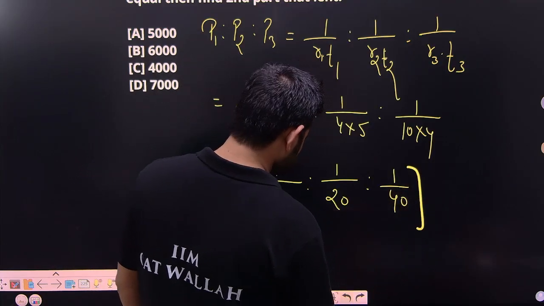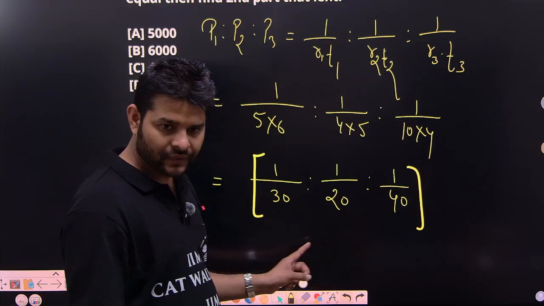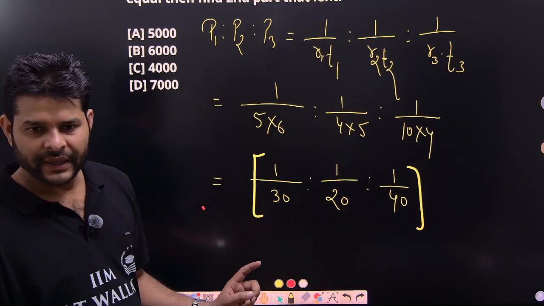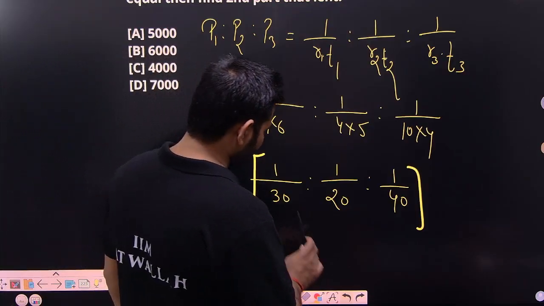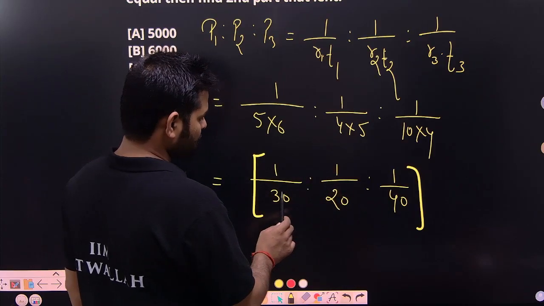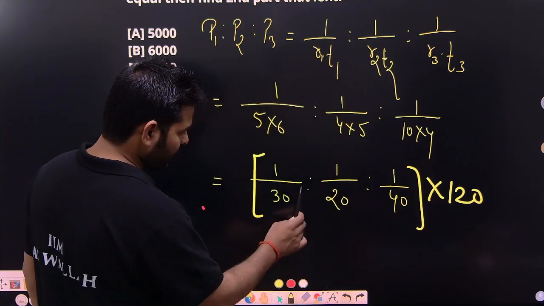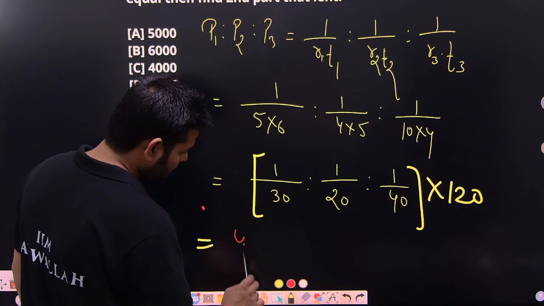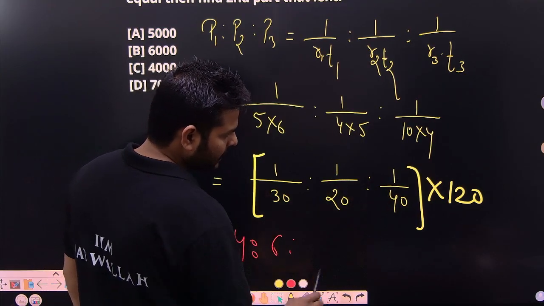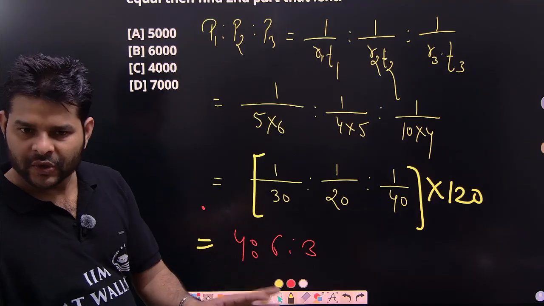To equalize the ratio, we need to multiply all the values by their LCM. So what would be the LCM? 120. You need to multiply 120 into all the ratios, this one, this one, this one. So if you multiply all the ratios by 120, you get 4, 6, and 3. This is the ratio of P1, P2, P3.